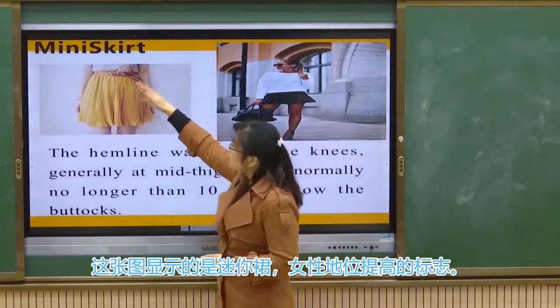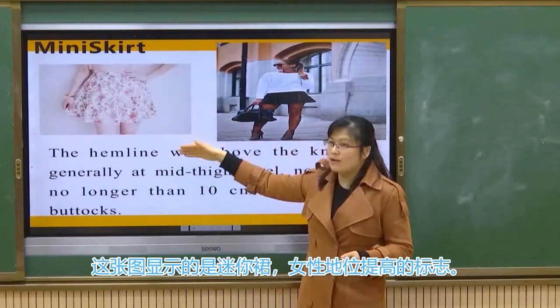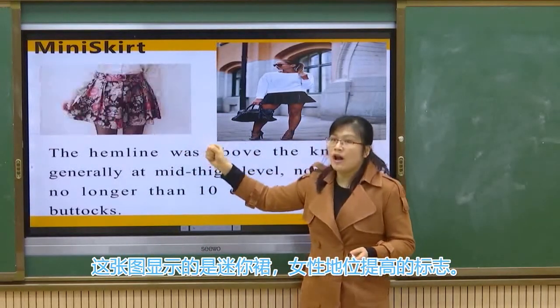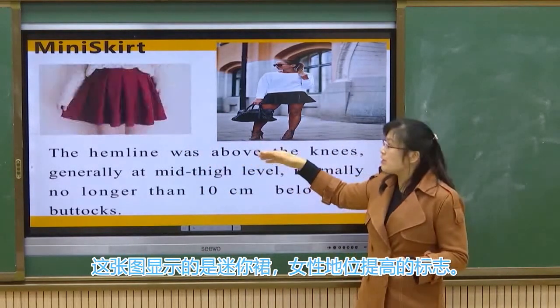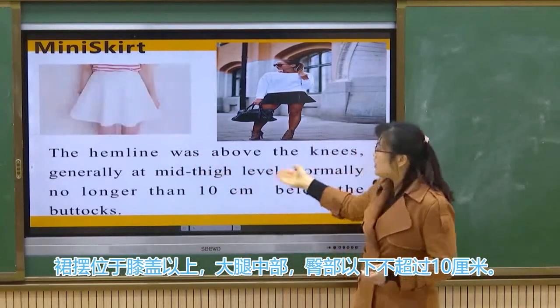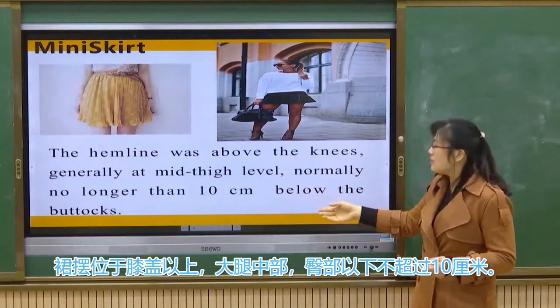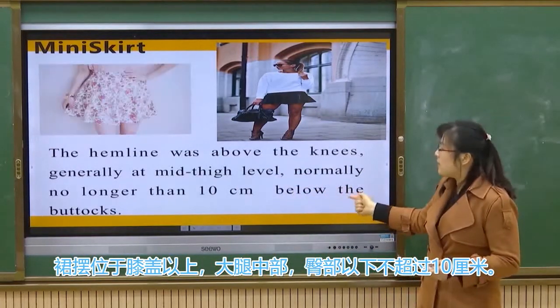And look at this picture. It was called the mini skirt. The appearance of this was an indication of women's social status improvement. The hemline was above the knees, generally at mid-thigh level, normally no longer than 10 centimeters below the buttocks.